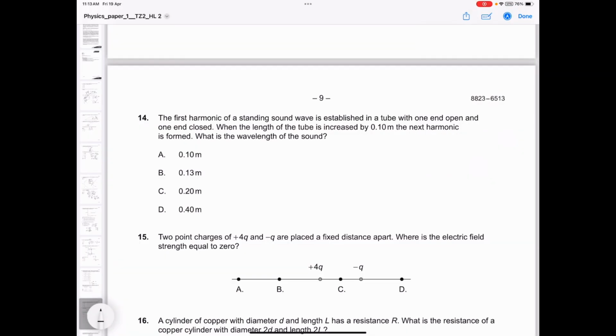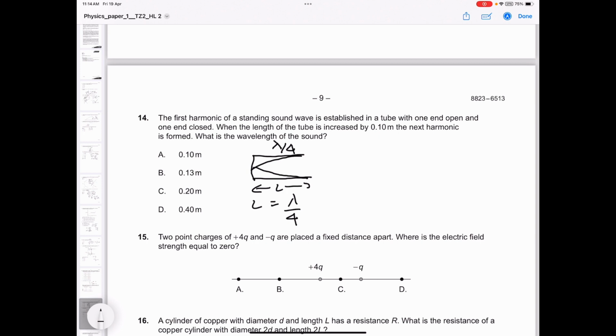Number 14. So the first harmonic of a standing wave is established in a tube with one end open and one end closed. When the length of the tube is increased by 0.1 of a meter, the next harmonic is formed. What's the wavelength of the sound? Let's draw a diagram here. So you've got a tube, one end open, one end closed. So the first harmonic will look something like this. This is lambda over 4. So this is L, length of the tube. Then L is equal to lambda over 4.